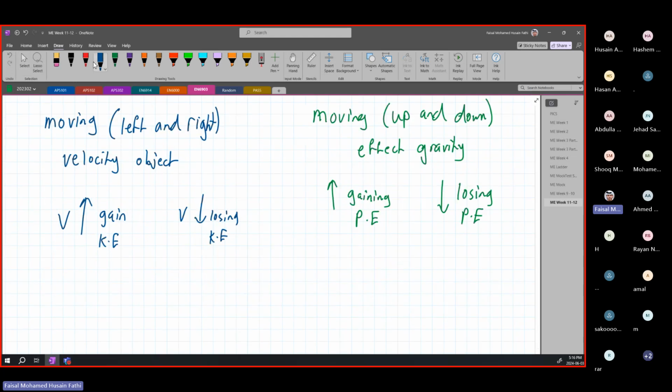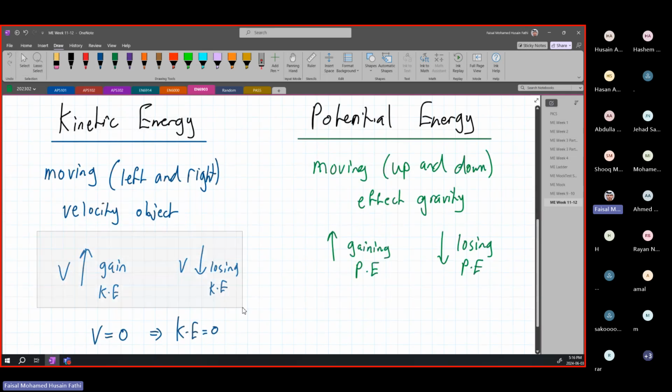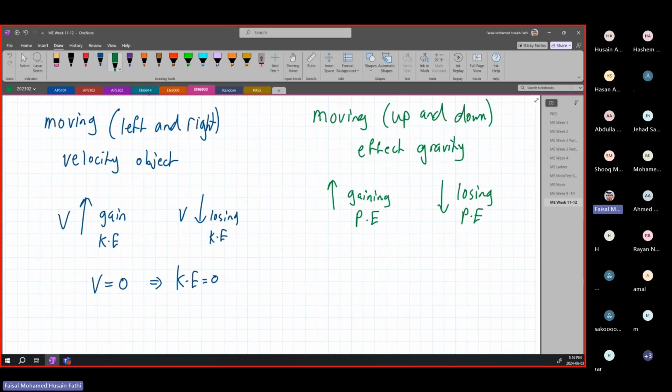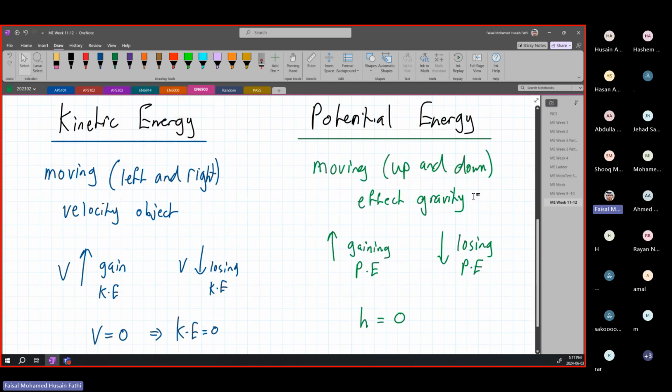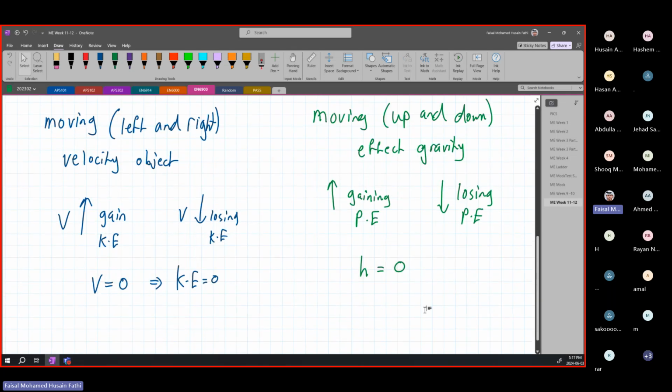But one last point I need to mention. If our velocity is equal to 0, that means our kinetic energy is going to be equal to 0 because it is dependent on the velocity. And in this case, gravity is never going to be 0. However, it depends on the height of the object. So if the height of the object is equal to 0, and remember, this is moving up and down, so if the height is at the ground or equal to 0, that means our potential energy is equal to 0. And we are going to look at both now in a bit.